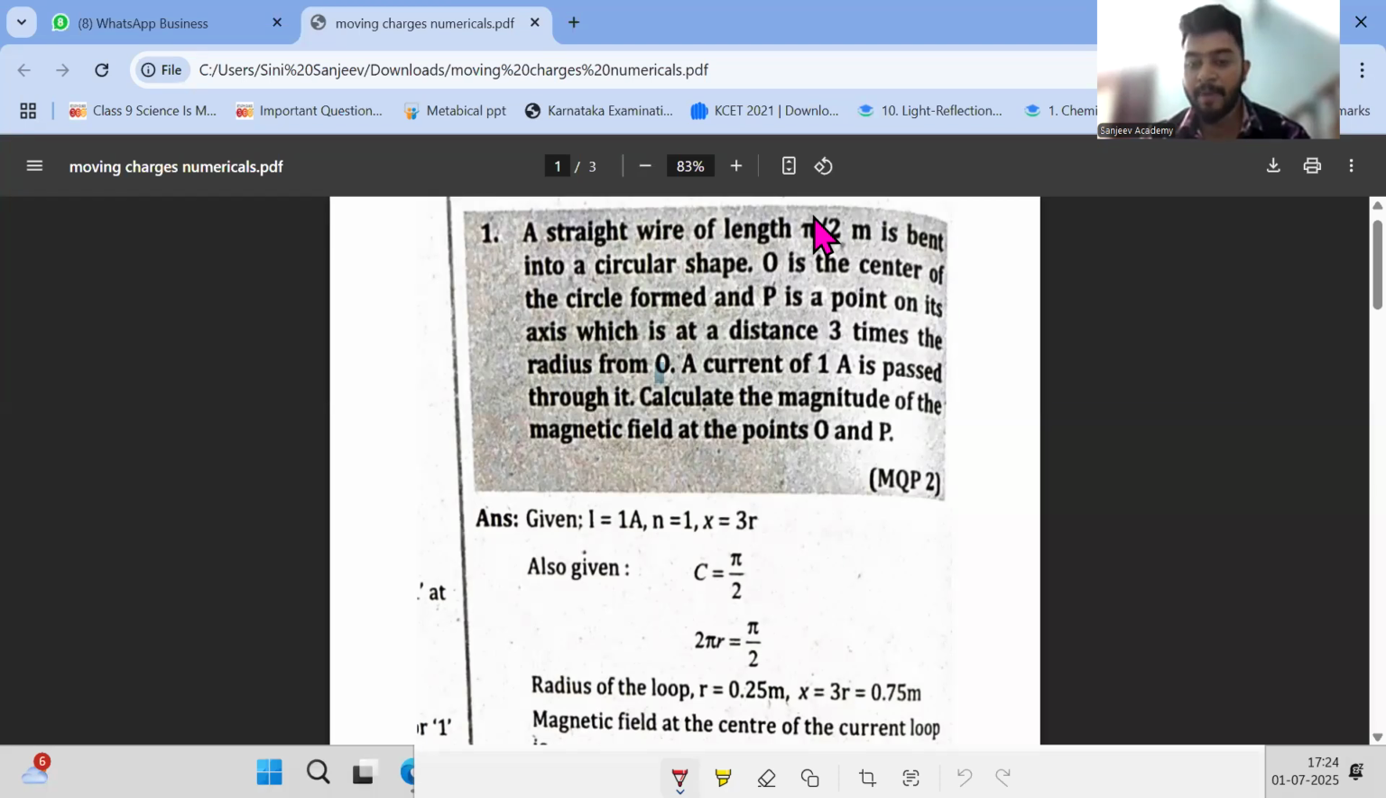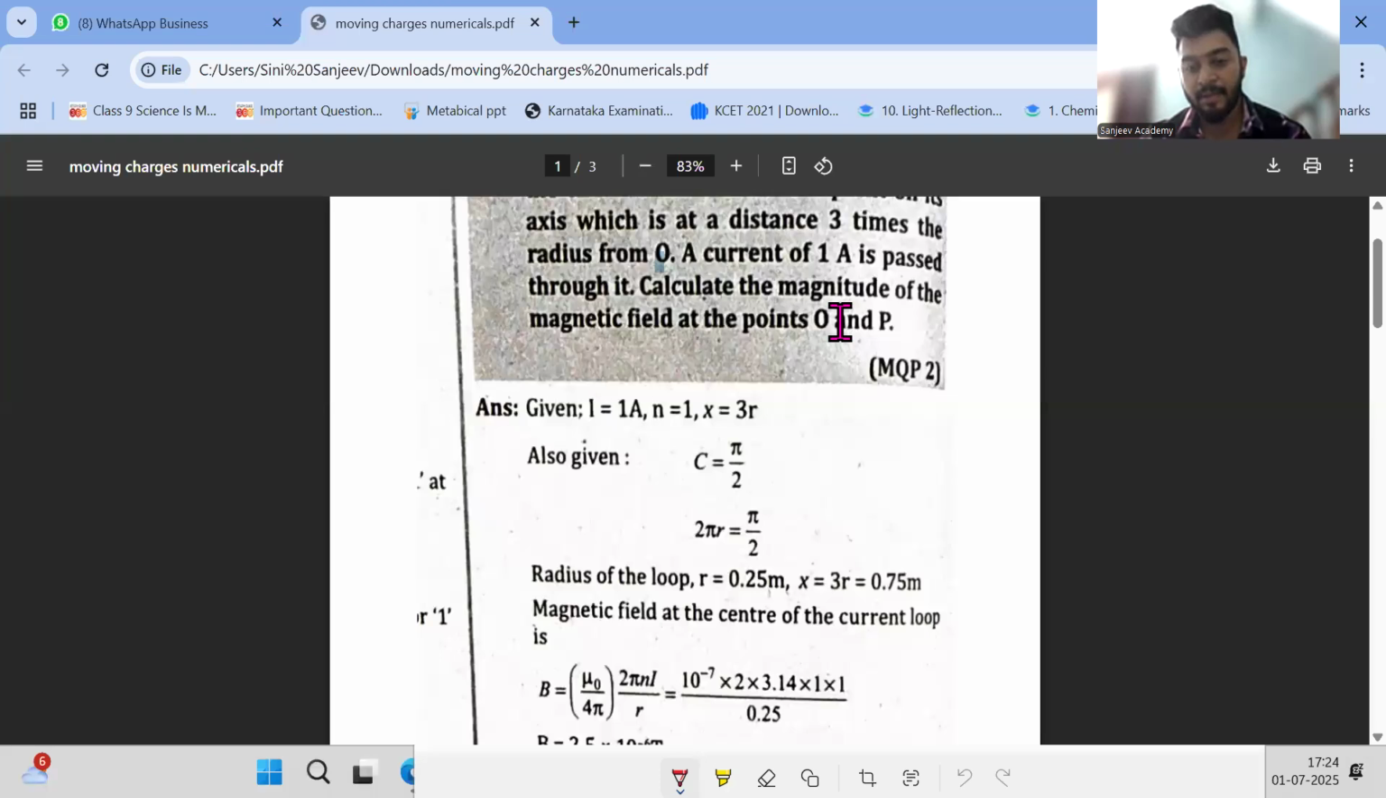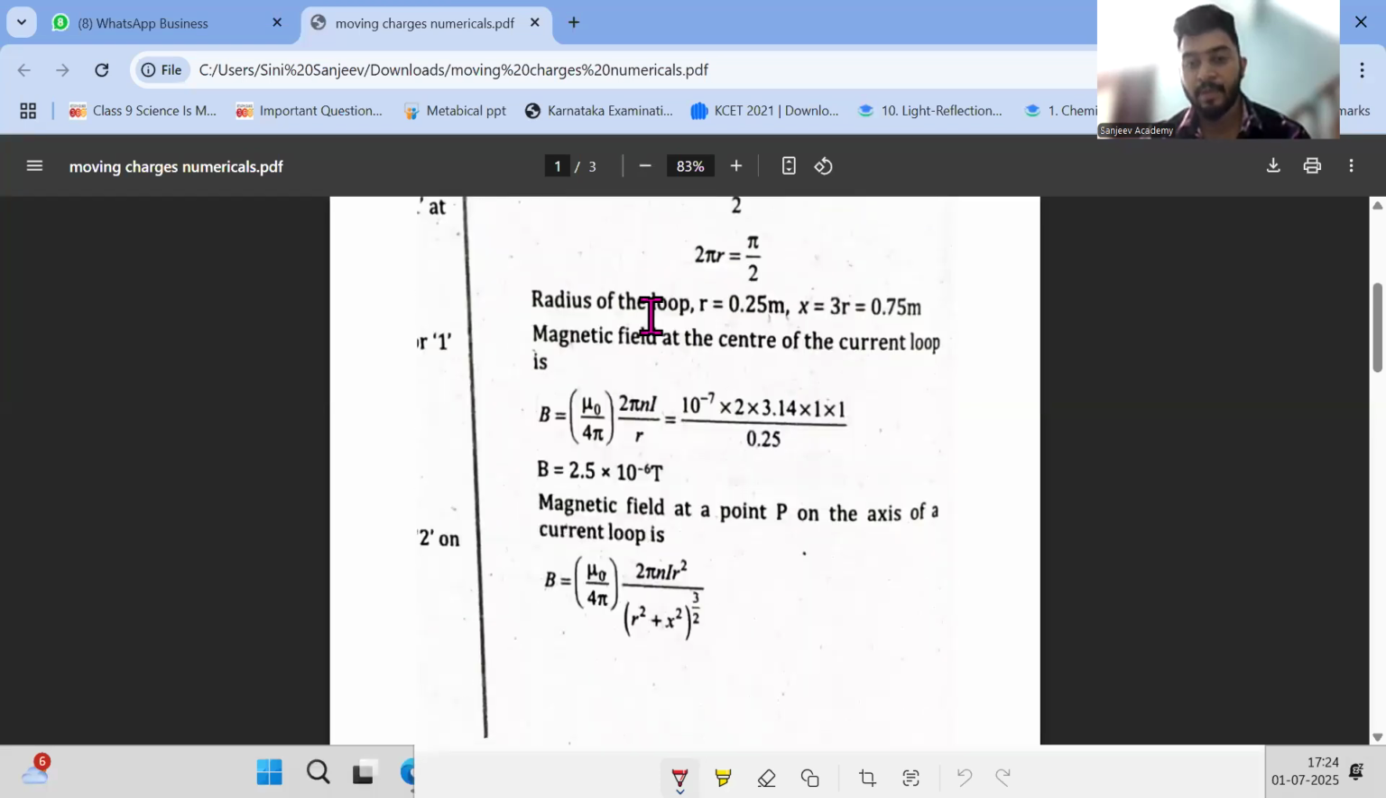And also, what is given? Straight wire of length pi by 2. Length of the wire is pi by 2. Correct? So 2 pi r is equal to what? Circumference is equal to pi by 2. The length of the wire is nothing but it is circumscribed in a circle, right? So the length is already given as pi by 2. So 2 pi r is equal to pi by 2. Correct? Yeah.